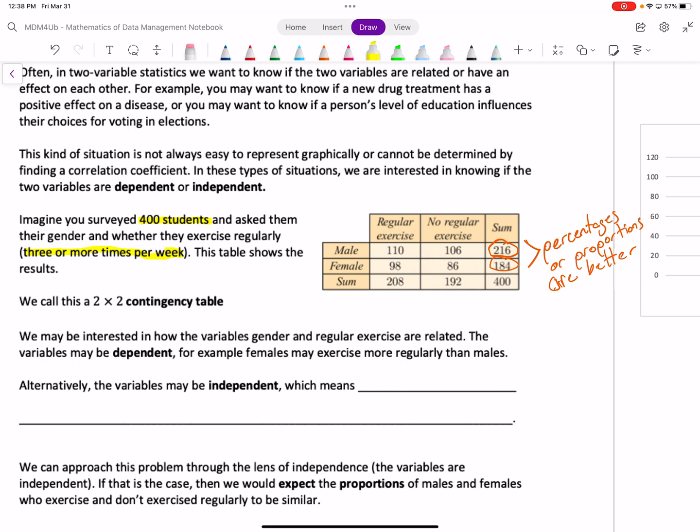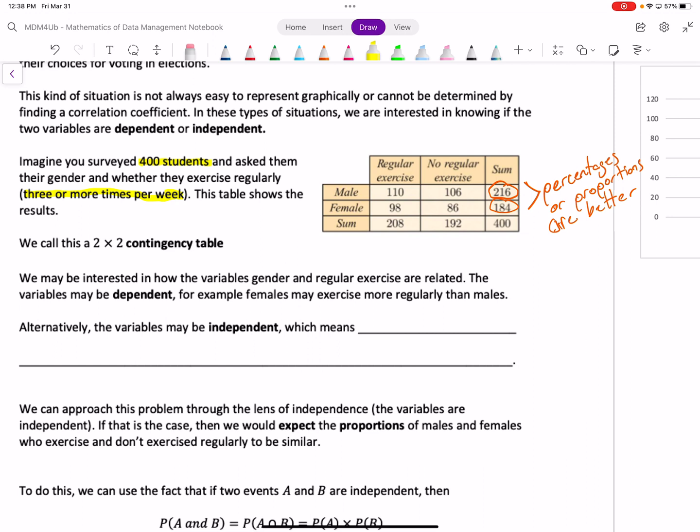This situation, when we can summarize it, is called a contingency table. And it's called a 2x2 because I have 2 rows and 2 columns. These are my rows, just to remind you, and these are my columns.